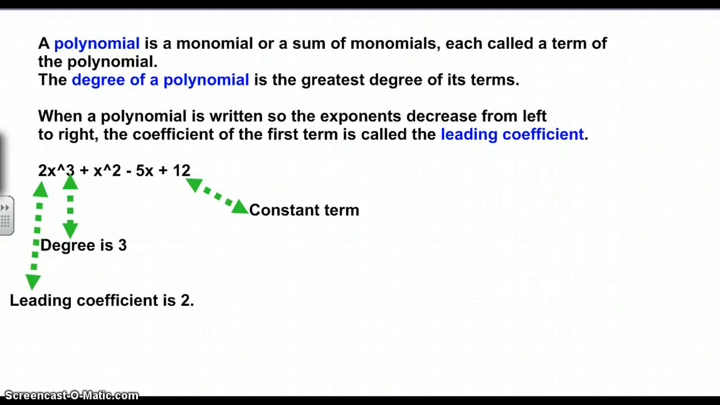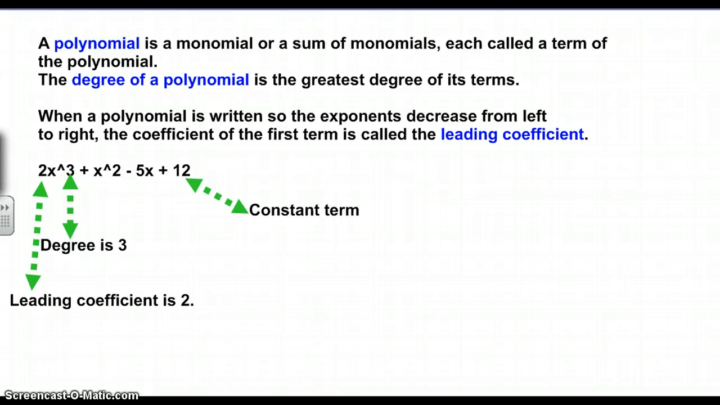A polynomial, on the other hand, is a monomial or a sum of monomials. Each one is called a term of the polynomial. So it's usually more than one term, although a monomial is a polynomial. When a polynomial is written so the exponents decrease from left to right, the coefficient of the first term is the leading coefficient. So I put an example of a polynomial here.